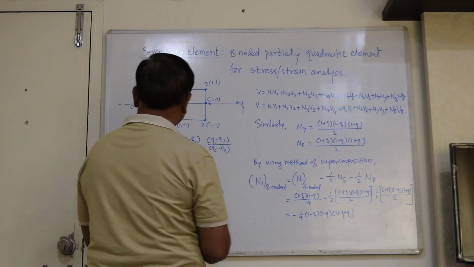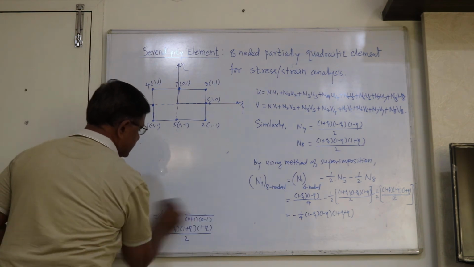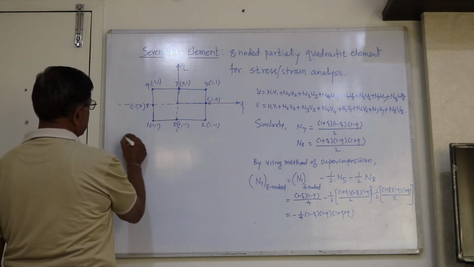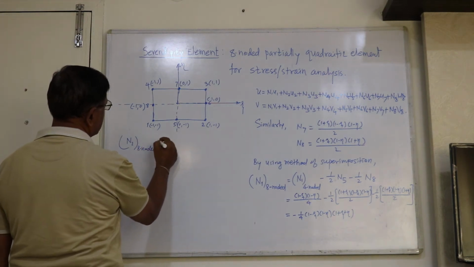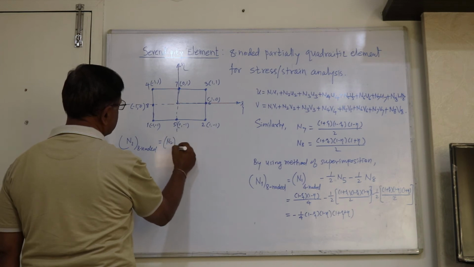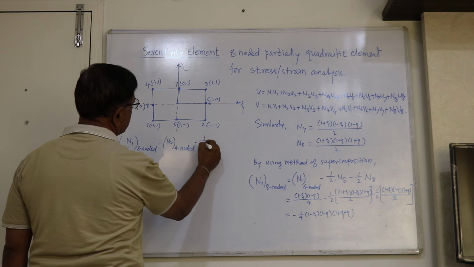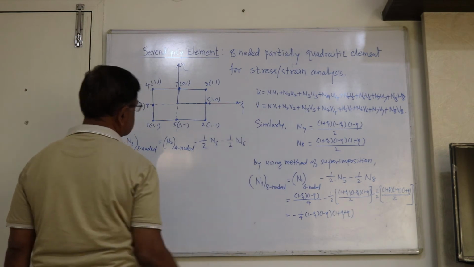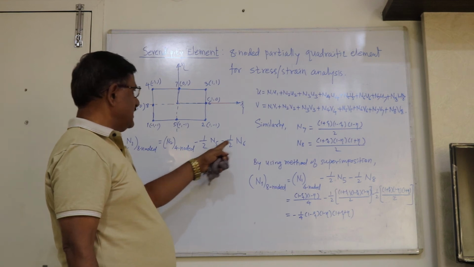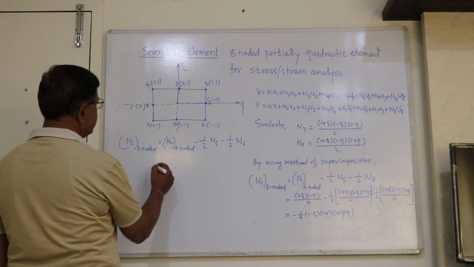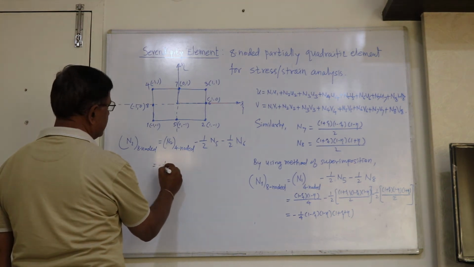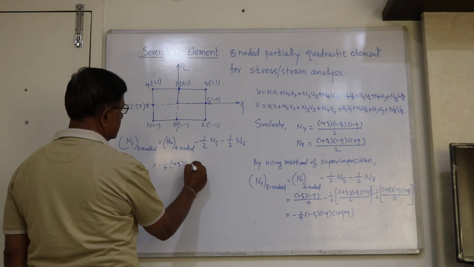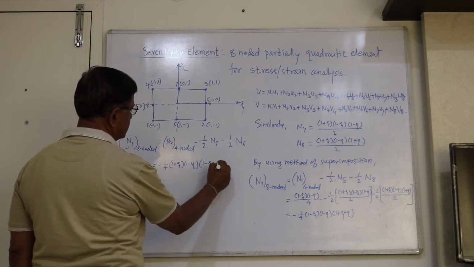Now similarly we can find out N2, N3 and N4. So N2 for 8 noded equals N2 for 4 noded minus 1/2 N5 minus 1/2 N6. So after substituting for N5 and N6 and simplifying, what we get is minus 1/4, N2 is (1 plus xi)(1 minus eta)(1 minus xi plus eta).